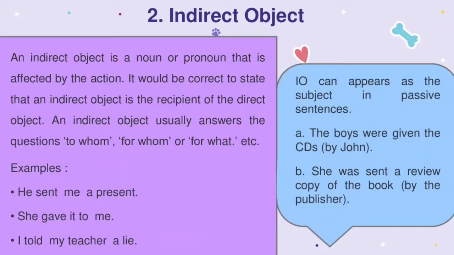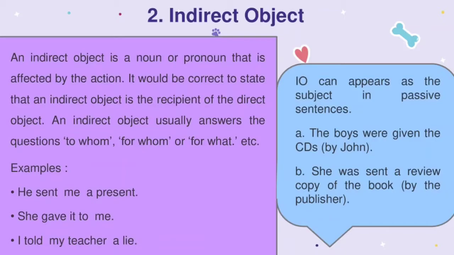Misalnya dalam kalimat, he sent me a present. Di dalam kalimat tersebut, present adalah direct object dan me adalah indirect object. Mengapa me bisa dikatakan indirect object? Karena kita bisa mengajukan sebuah pertanyaan. Gini, for whom did he send a present? Dan jawabannya adalah me. Sehingga me adalah indirect object karena bersifat sebagai penerima dari direct object.